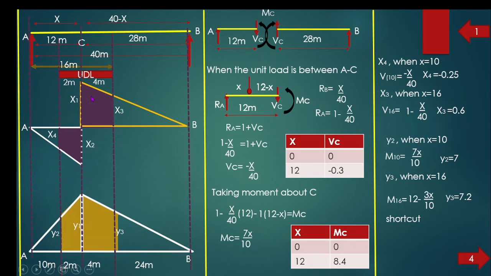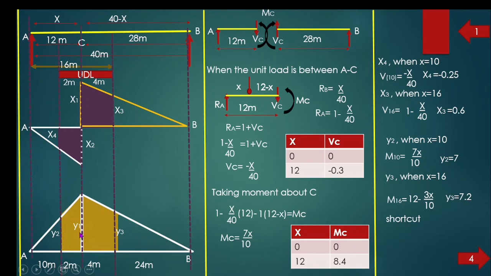And to get this ordinate, it's very simple. Normally we take the distance from this point. To get this x1, it is this distance, 28 divided by 40. And also to get distance x2, it will be the distance from this point up to this point divided by the total length. It will be 24 divided by 40. To get the ordinate at this point, it will be 12 divided by 40, the distance between this point and this point divided by the total length of the span. And to get x4, it will be the remaining distance, which is 10 meters divided by the total length, 40.